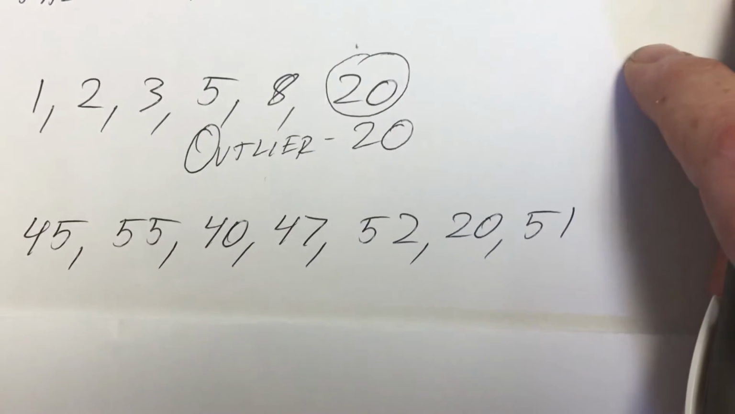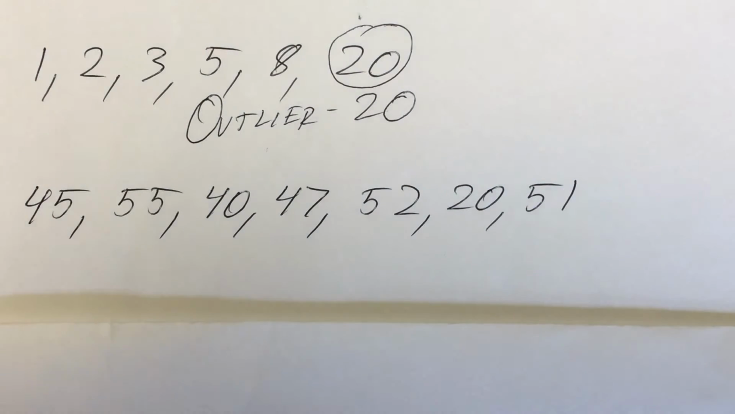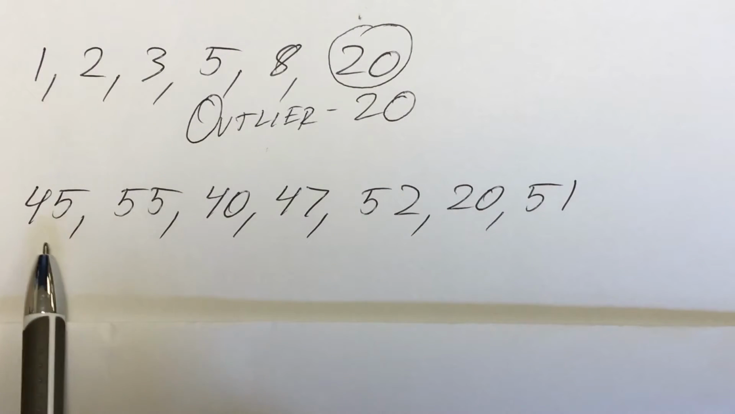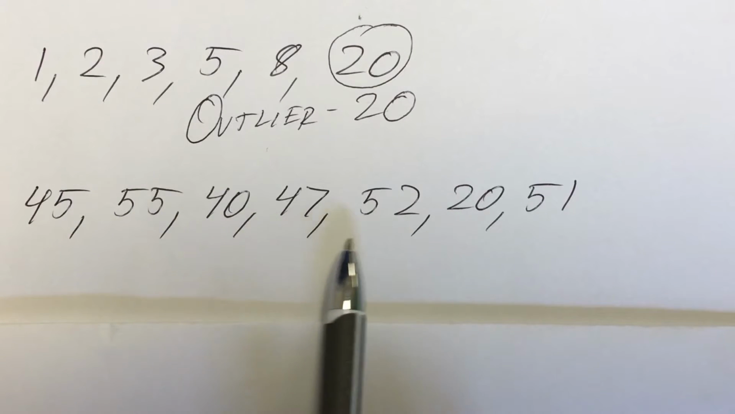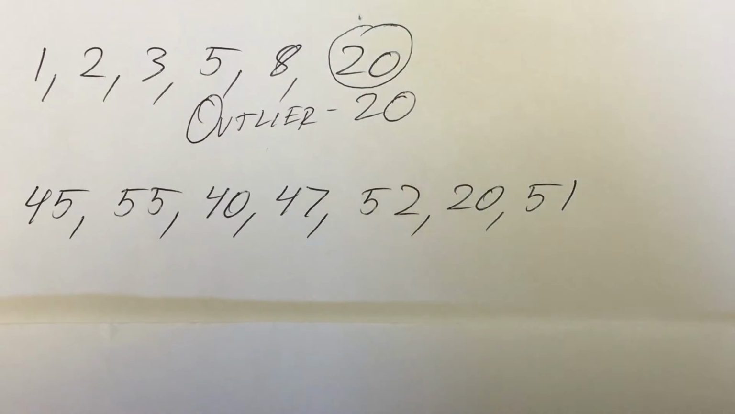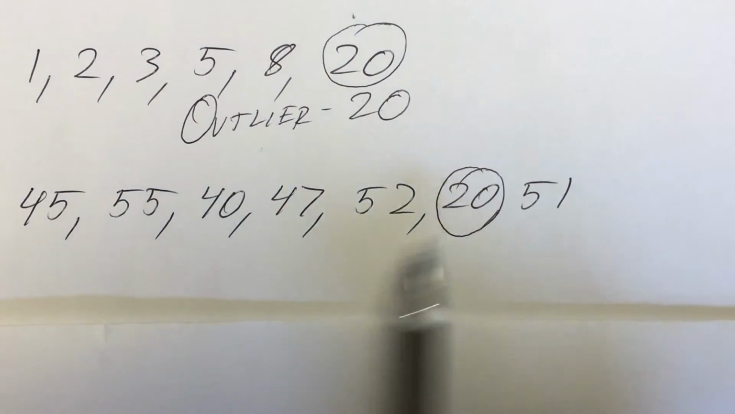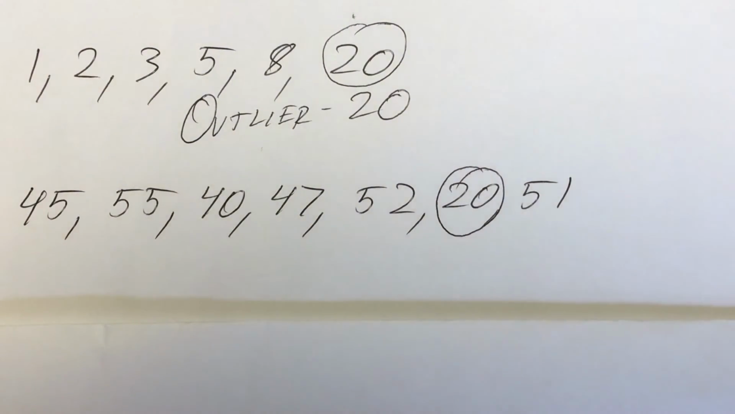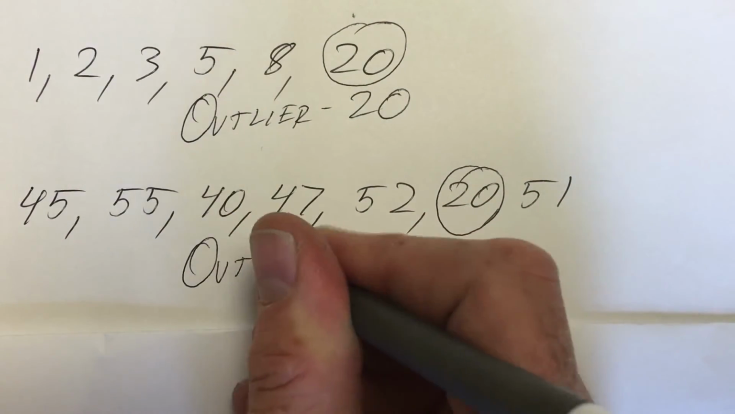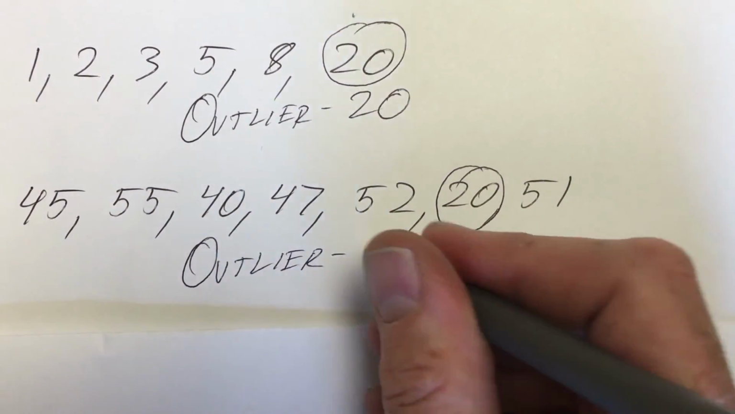Last example for the section, given a new data set, the numbers 45, 55, 40, 47, 52, 20, and 51. You could organize the data from least to greatest and see if there's an outlier or a point that stands out as a minimum or maximum farther away from the other points. Or just looking at the data set, we have lots of numbers in the 40s and 50s, and we have a single number 20 that is less than 40 and 50 compared to the other numbers. So in this case, the outlier, or number that is a lot less than the other numbers, would be 20.